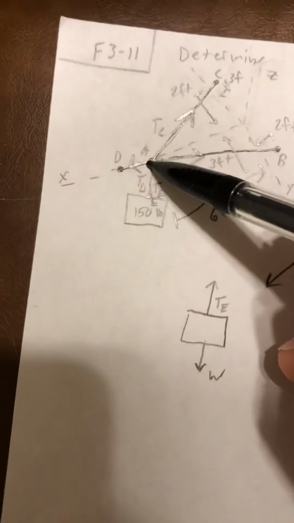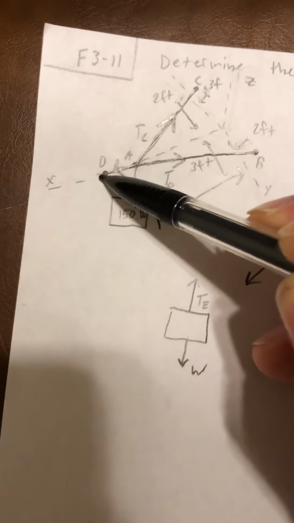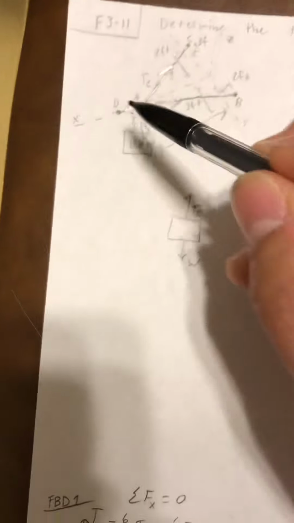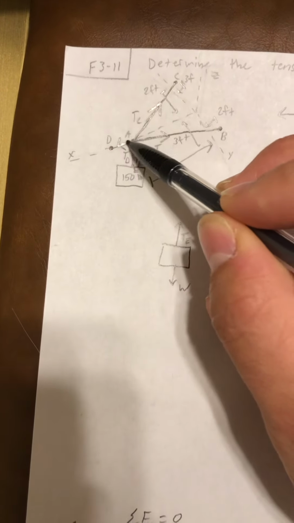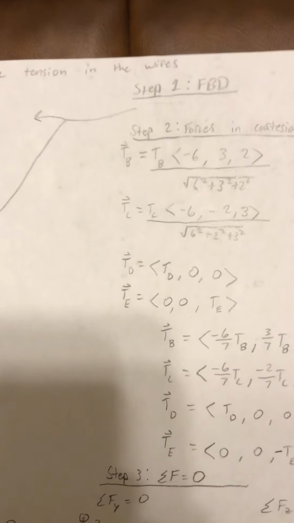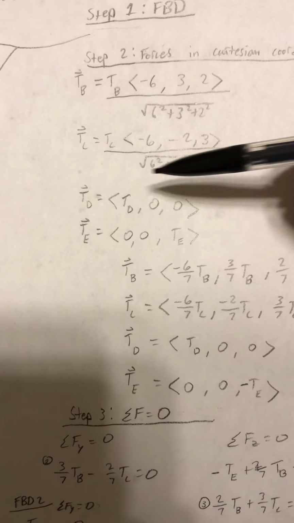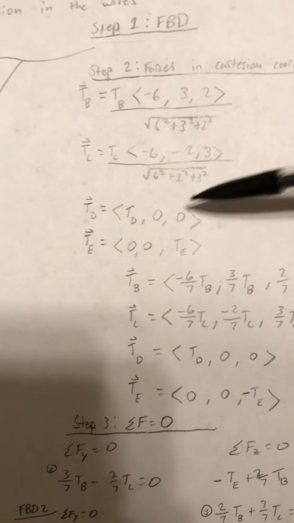For TD, this only goes in one direction. So the only value we have is going to be TD. And that's because this is going to be 1. And 1 multiplied by TD is just going to be TD. And so that's where you get the TD, 0, 0, because there's nothing else in these directions.